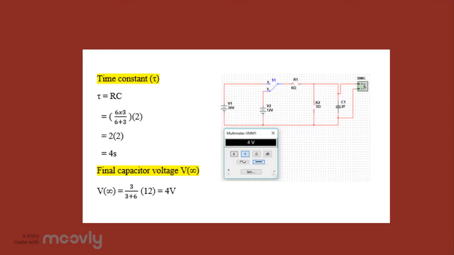When t is bigger than 0, the switch changes to position B. Using the concept of tau equal to RC, we can substitute the values of the capacitor and resistor into the equation, so we get the time constant equal to 4 seconds. By using the voltage divider rule, we can also obtain the final capacitor voltage, which is 4 volts.